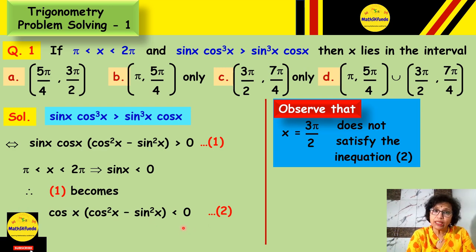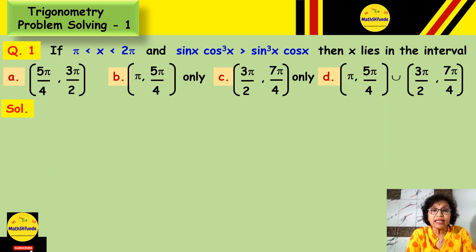Why? Because cos 3 pi by 2 is 0. So the entire product on the left hand side becomes 0 and you are left with one meaningless statement, that is 0 less than 0. So x equal to 3 pi by 2 surely does not satisfy the inequation. So obviously that will not be part of the solution set for sure. But don't leave that x equal to 3 pi by 2. Try to hold it and use it. How do I do that?